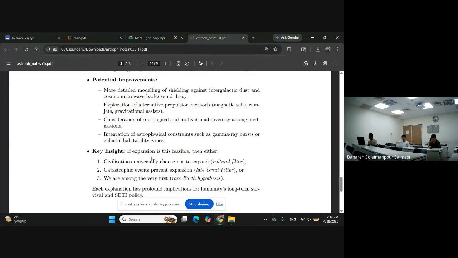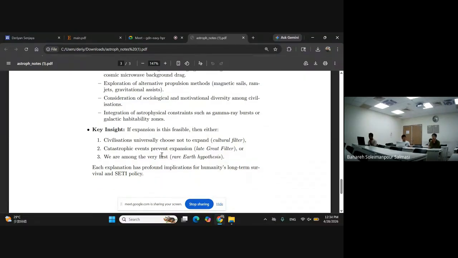So here, if the expansion is feasible, I make it shorter. The civilization, universally, maybe they choose not to expand because we are so dumb. Maybe they say it's a cultural filter because we are not too good. Or maybe catastrophic events prevent expansion. It's called the great filter. This is what I do in my paper, where I introduce the astrophysical hazards.